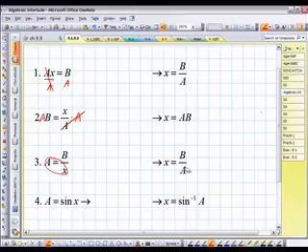And finally, if a is equal to sine x, to get x all by itself, this is when we're looking for an angle, we have to take the inverse sine of a. And on a lot of calculators, this is the second button and then sine. And this works for all the trig functions.